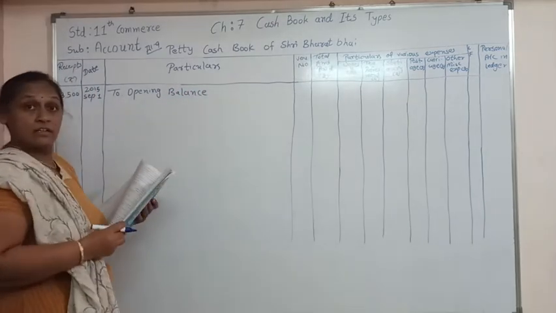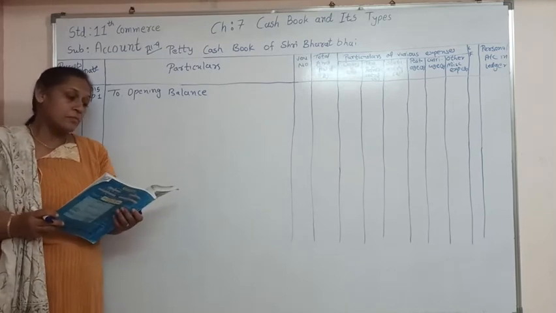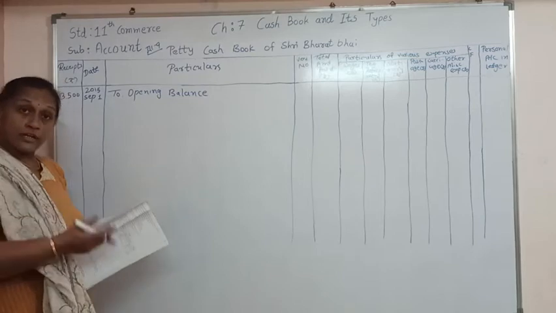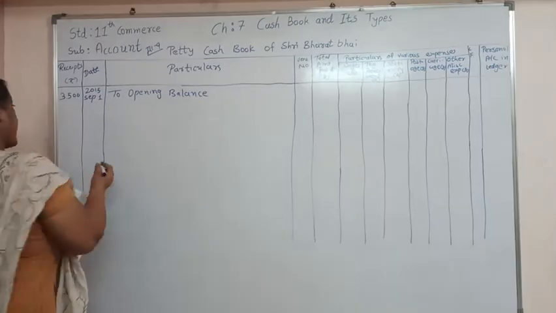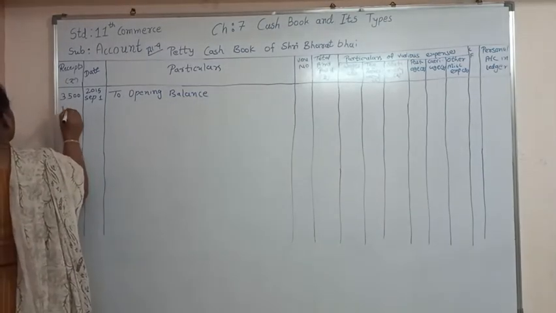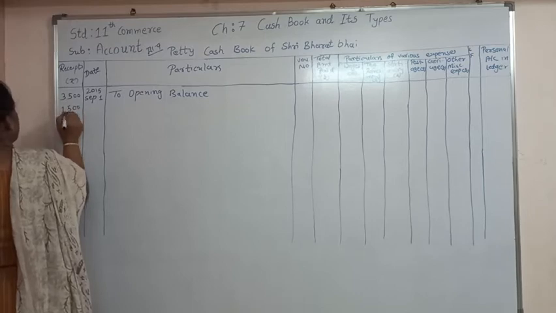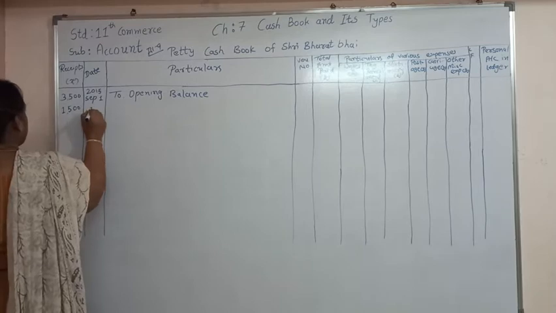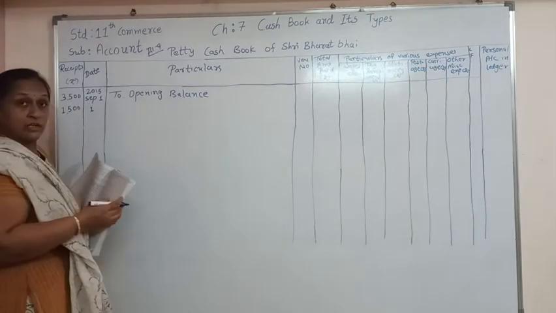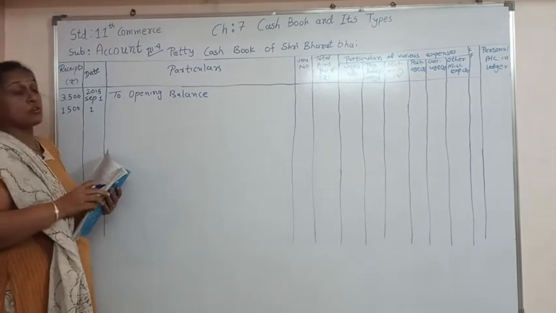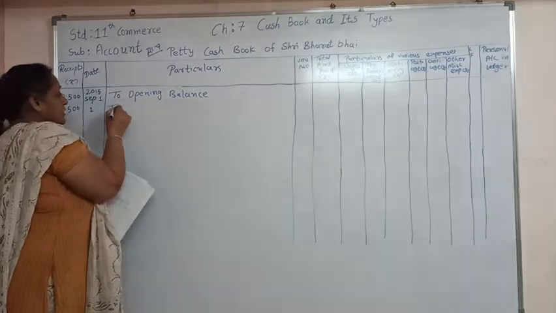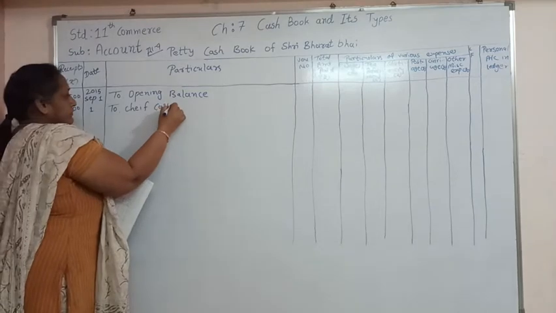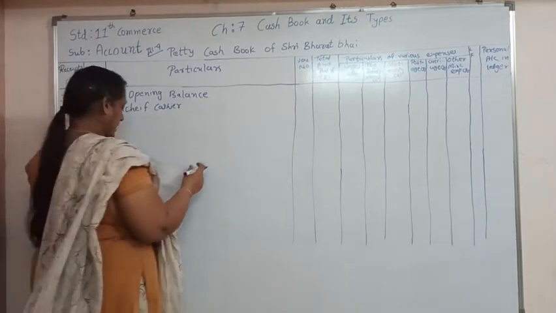Then on the same day, amount received from the main cashier is 1,500. So here again we are getting some more cash, so that will be 1,500. The date will be the same, 1st September, and here we are receiving money from the main cashier, so we will write "To chief cashier account".